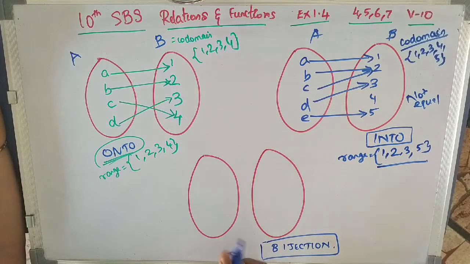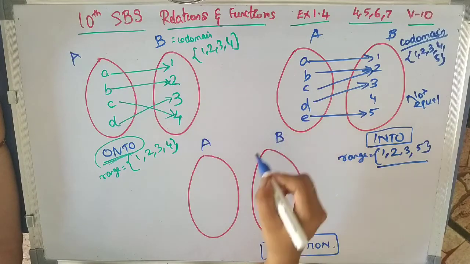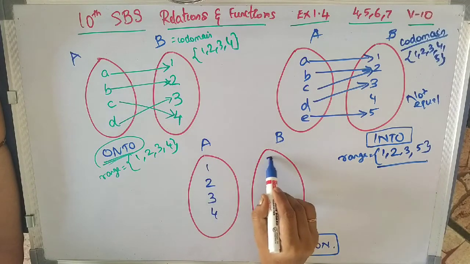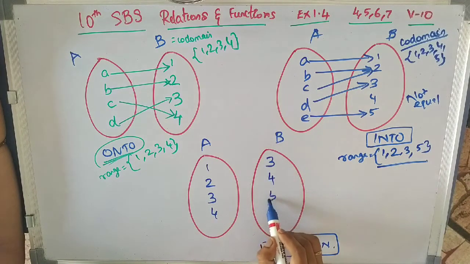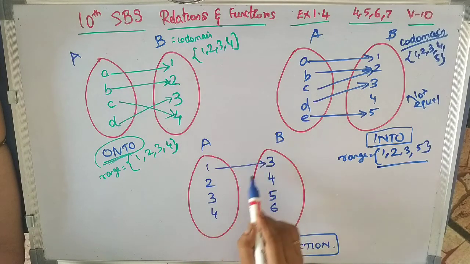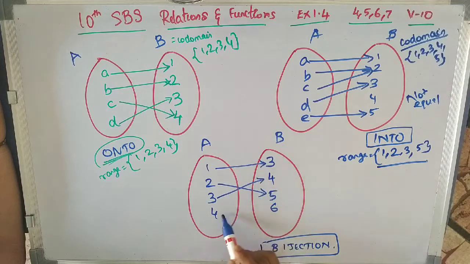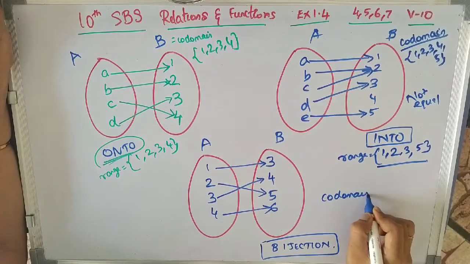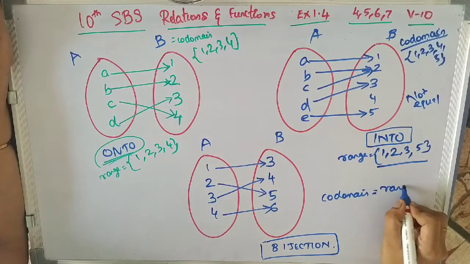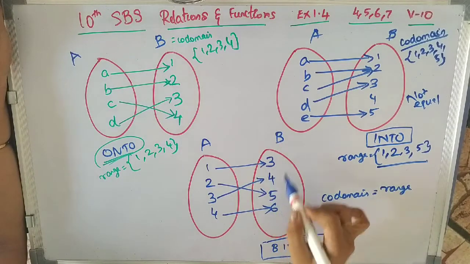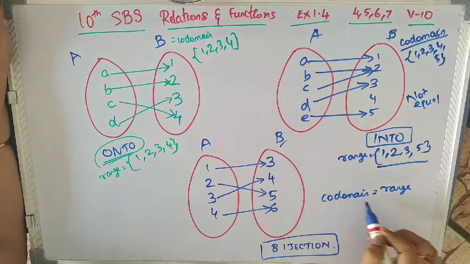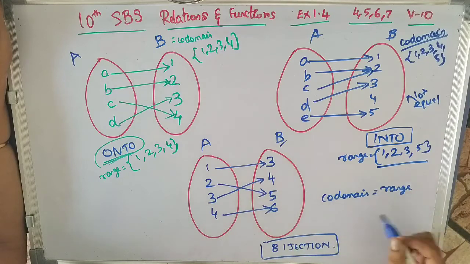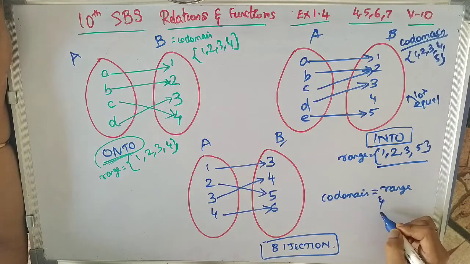Okay, now let me explain what is bijection. It's nothing but one-to-one and onto. Let me explain. The elements in A are 1, 2, 3, 4. Elements in B are 3, 4, 5, 6. Now, the image of 1 is 3, image of 2 is 5, image of 3 is 4, image of 4 is 6. Now, what is the codomain? All the elements in the second set, that is 3, 4, 5, 6, and the range is 3, 4, 5, 6 because all the 3, 4, 5, 6 are the images of 1, 2, 3, 4, isn't it? So, codomain is equal to range, so it is an onto function. There is no doubt in it.